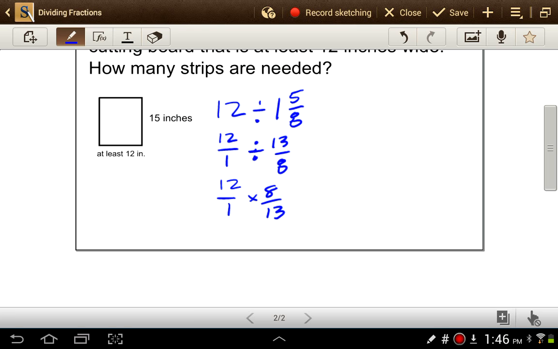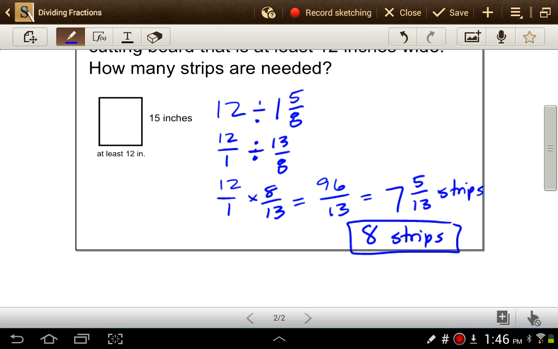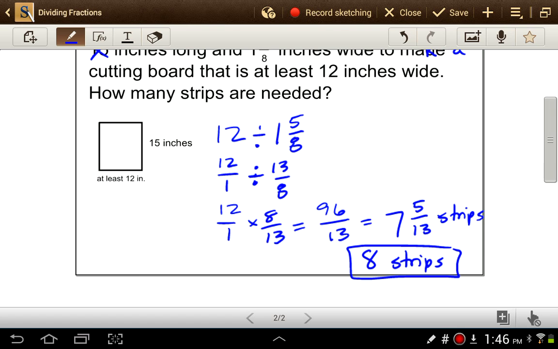Now I'm going to take the reciprocal. So that's going to give me 12 over 1 times 8 over 13. All right? I cannot do any cross-canceling, so I'm going to multiply this. 12 times 8 is 96. 1 times 13 is 13. And I'm going to see how many times 13 goes into 96, and it goes in 7 times, which is 91. So you have 7 and 5/13 strips. Since I'm cutting strips that are a specific length, I have to go up to my next number, so my final answer would be 8 strips. And that'll make it a little more than 12, but that's okay. I need it to be at least 12 inches. So my final answer is 8.